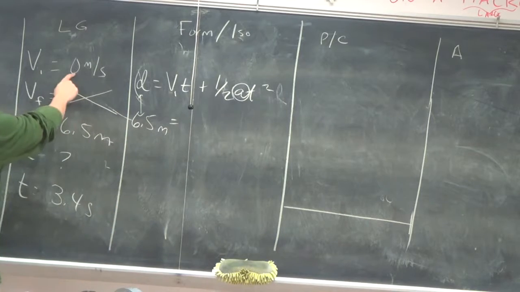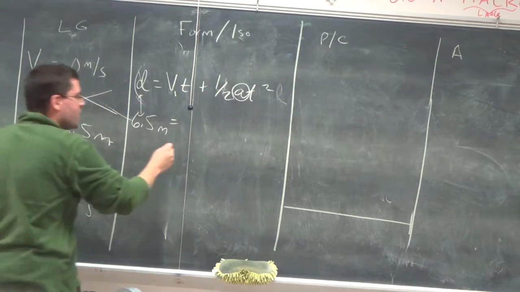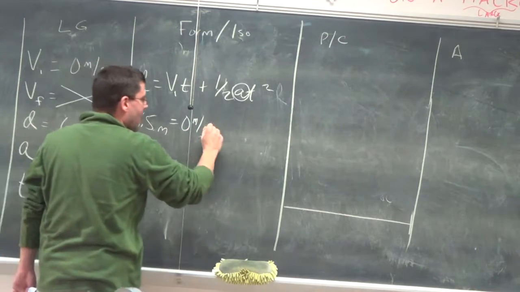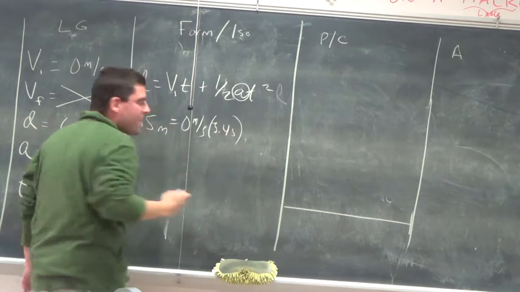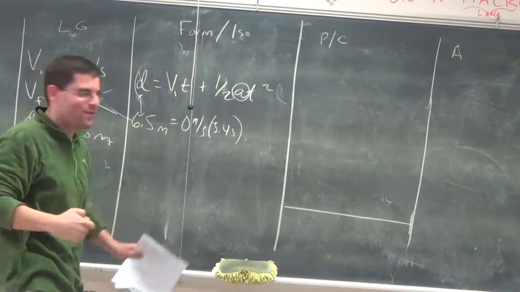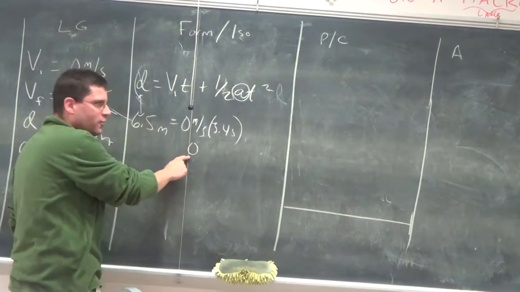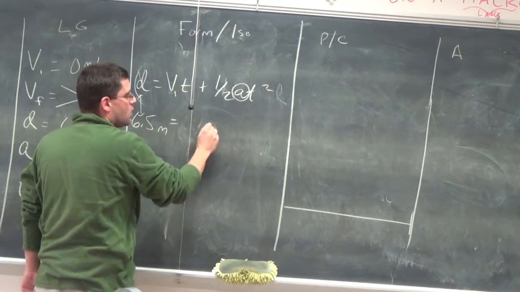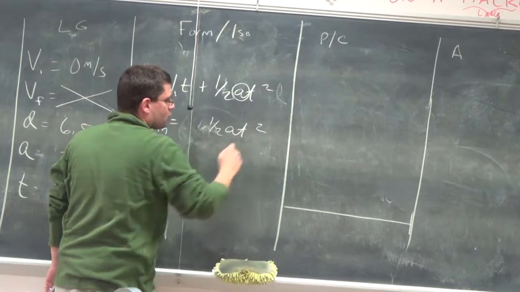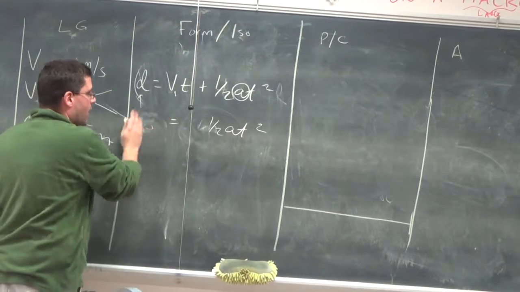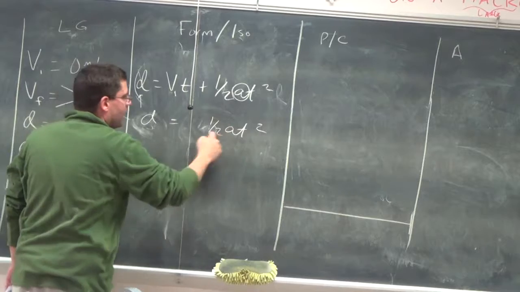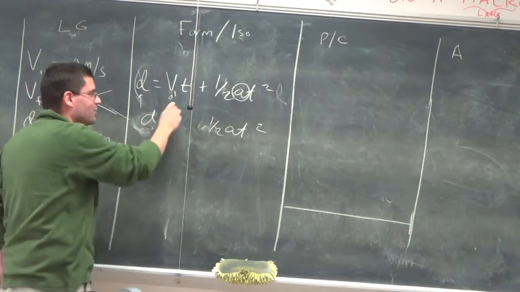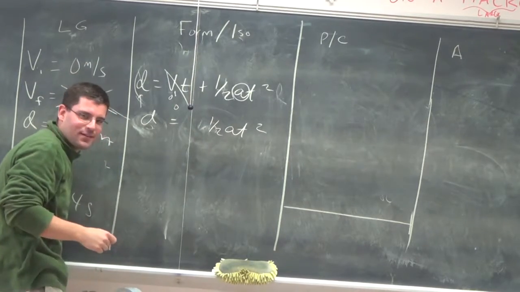Wait a second. What's my VI? 0 meters per second times time. What does that mean? 0! Yeah, buddy! 0. See how that becomes 0? So your formula has gone down to 1/2 AT squared. You see how that works right there? Okay? So now you're left with distance equals 1/2 AT squared because this value is 0. Anything times 0 is 0. Is that clear? So get rid of that. See how easy this becomes?